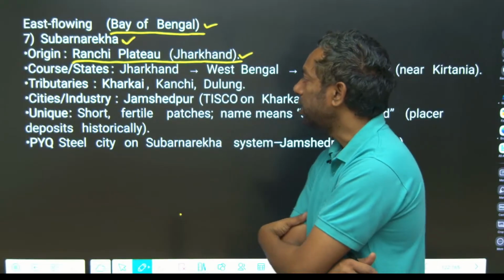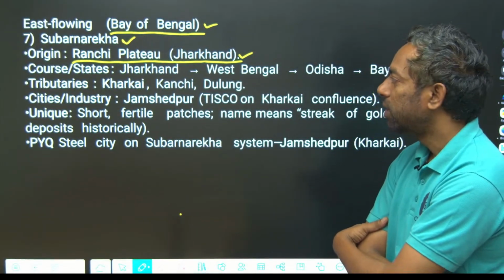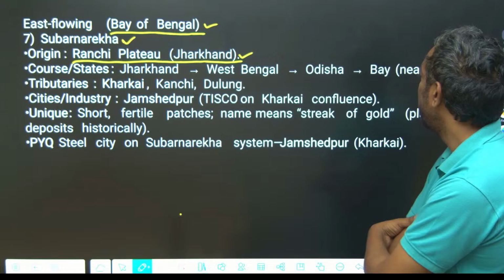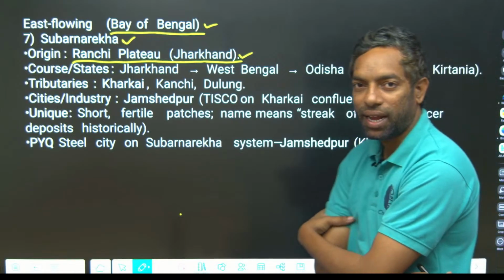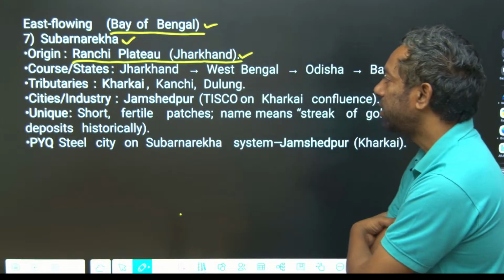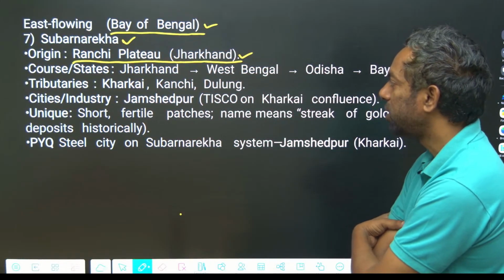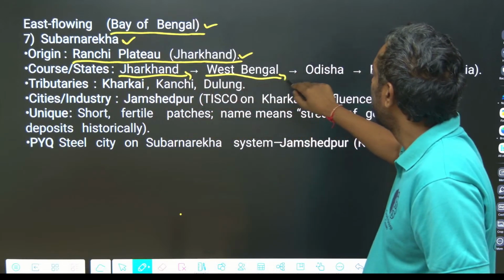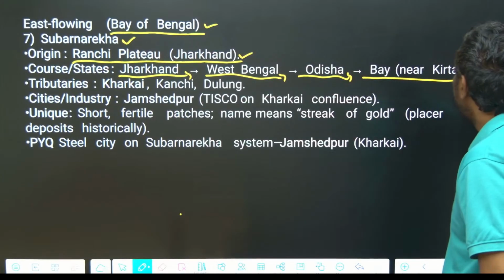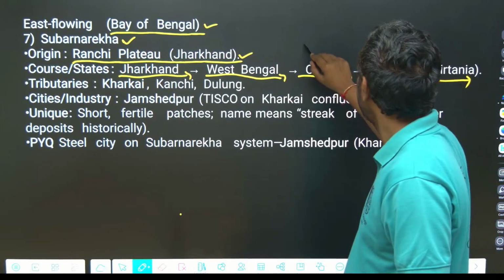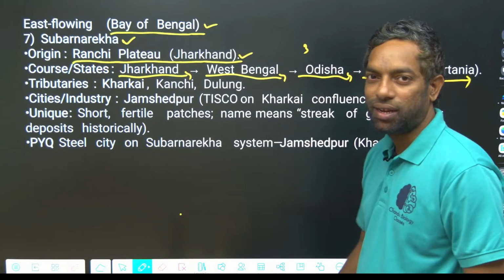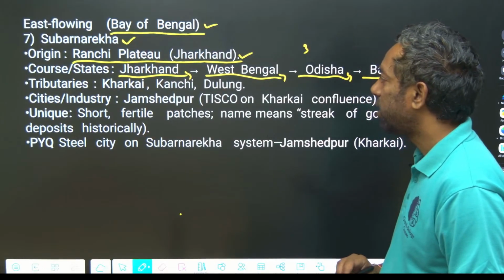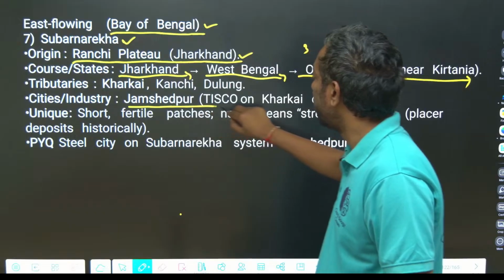Ranchi Plateau, Jharkhand, and the states Jharkhand, West Bengal, and Odisha, Bay of Bengal. Finally, Subarna Rekha reaches the Bay of Bengal. Subarna Rekha flows from Ranchi Plateau through Jharkhand, West Bengal, Odisha, finally reaching the Bay of Bengal. So 3 states, guys: Jharkhand, West Bengal, Odisha, Subarna Rekha, east flowing. Tributaries, they might not ask you. Cities, they can ask you. Jamshedpur.